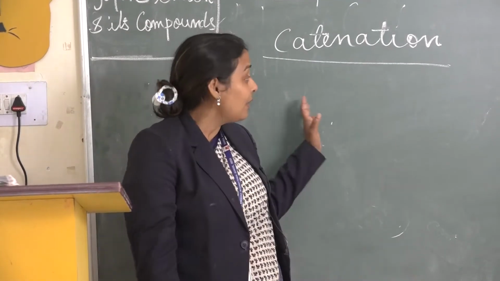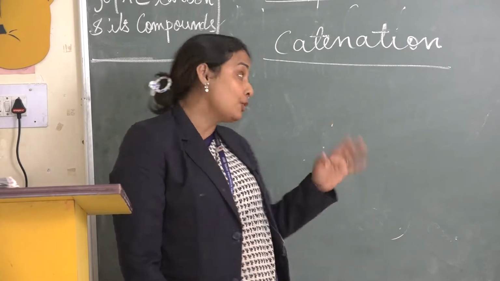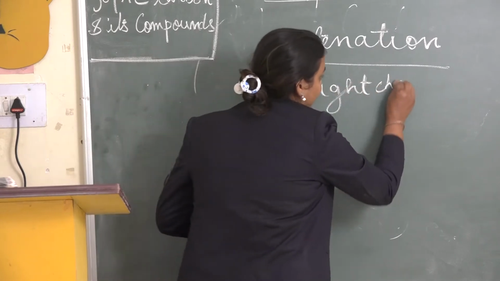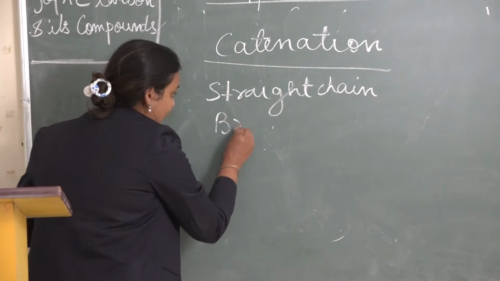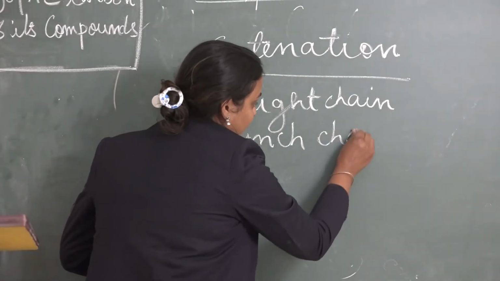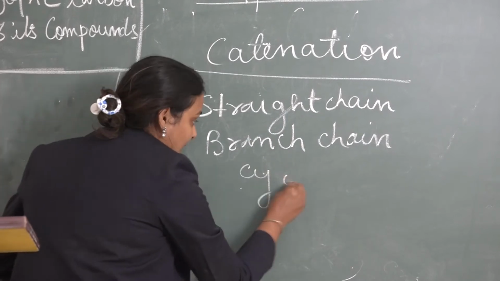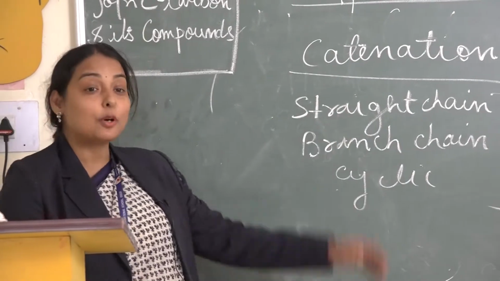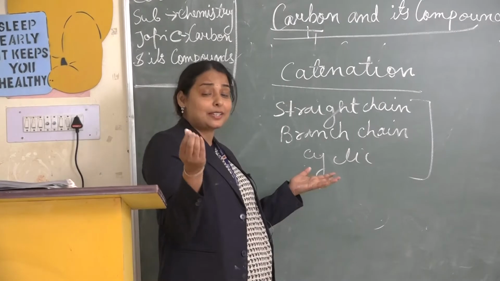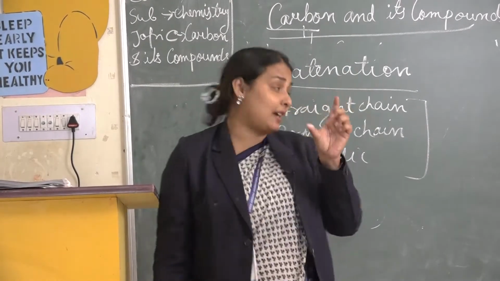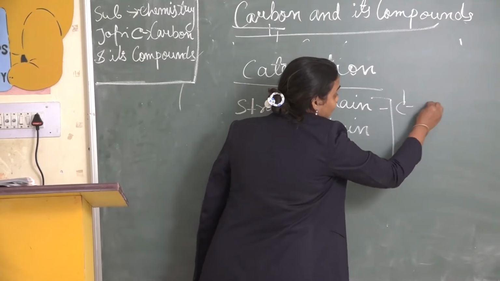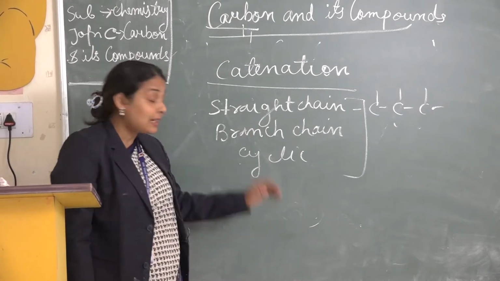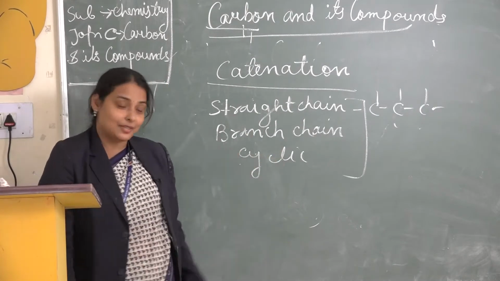Catenation means that we are arranging carbon in a straight chain, then we have branches, then cyclic. These are all the ways of arranging carbons. If we talk about a straight chain, it means all the carbons are arranged in a straight formation, right?